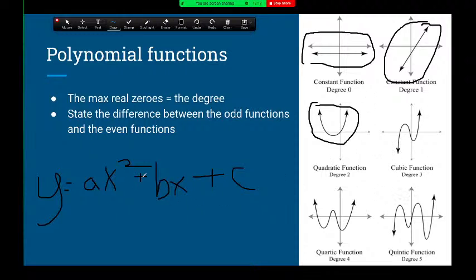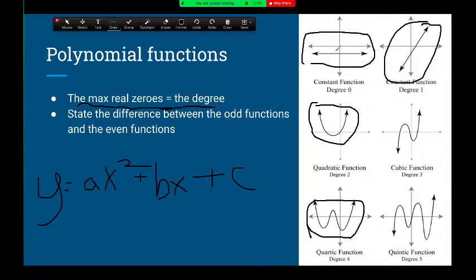It's almost the same thing as this, except there's an x to the power of 3, and this one there's an x to the power of 4. It's a quartic function because x to the power of 4 is the 4th degree. And then there's a 5th degree function, a quintic function. As you can see, the max number of real zeros of each of the graphs is the degree.